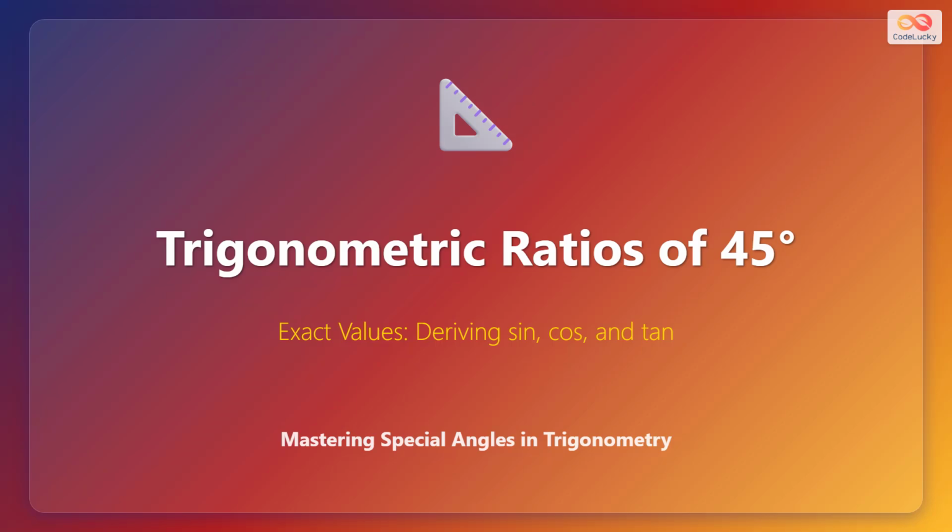Welcome. In this video, we will learn how to find the exact trigonometric ratios for a 45-degree angle. We will cover sine, cosine, and tangent. By the end of this lesson, you will understand exactly where these values come from, so you don't have to just memorize them.